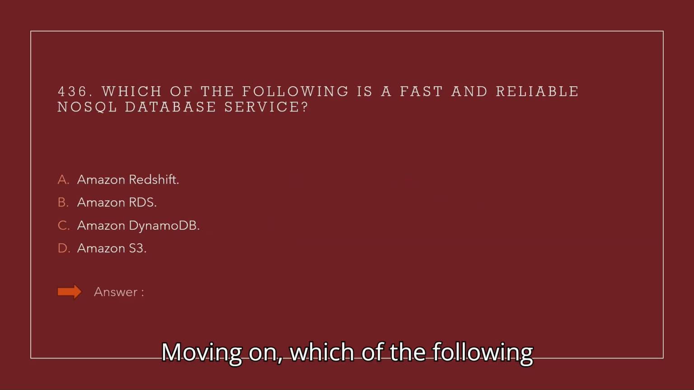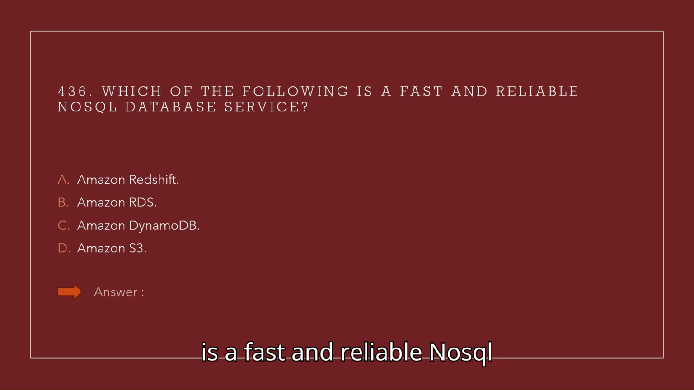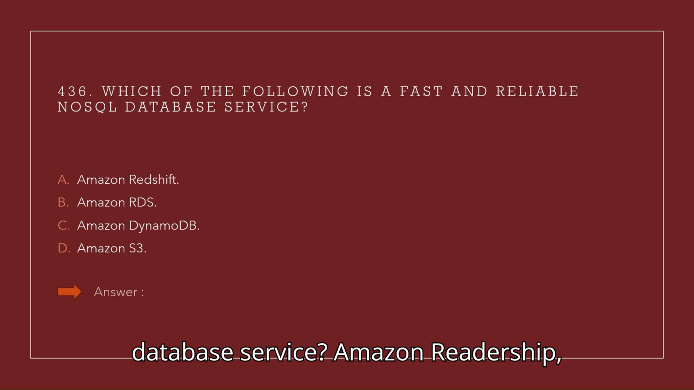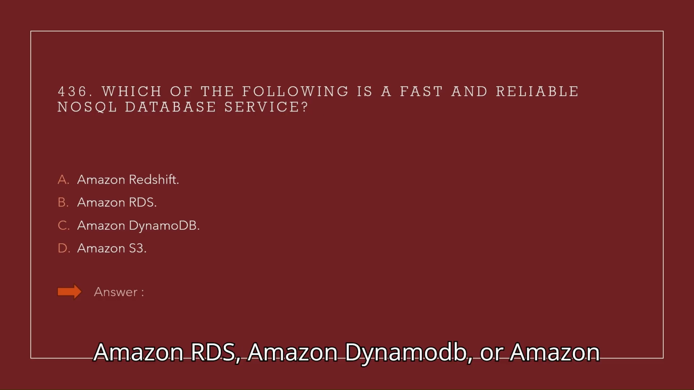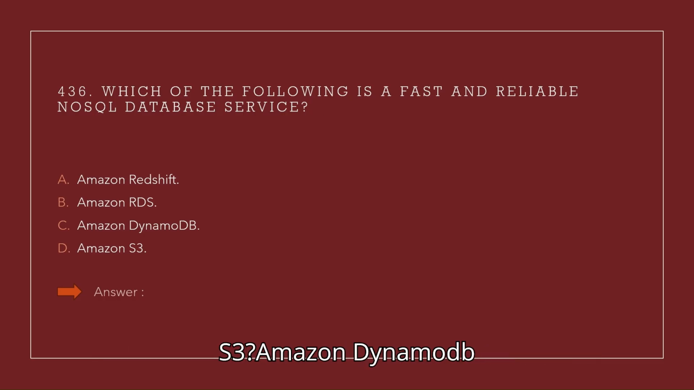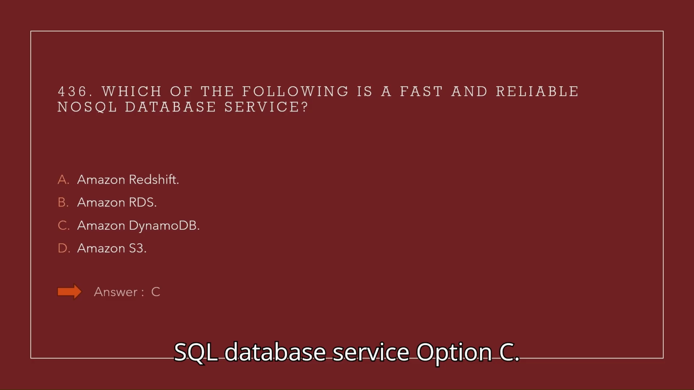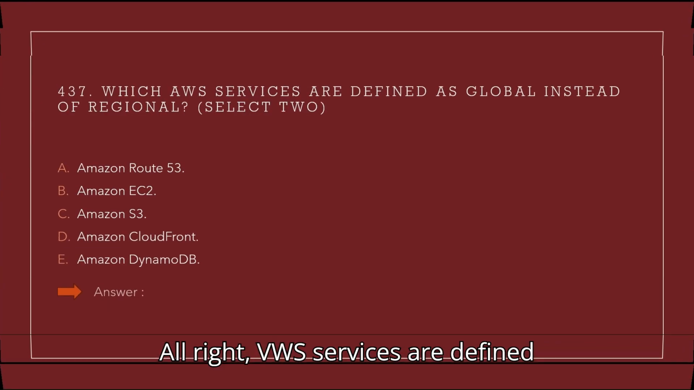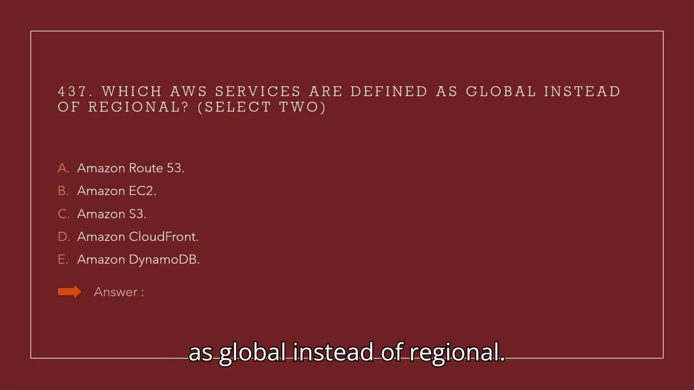Moving on, which of the following is a fast and reliable NoSQL database service? Amazon Redshift, Amazon RDS, Amazon DynamoDB, or Amazon S3? Amazon DynamoDB is a fast and reliable NoSQL database service. Option C. Alright. Which AWS services are defined as global instead of regional?